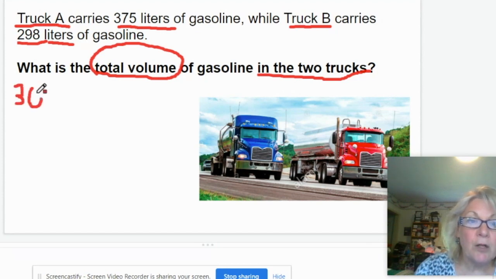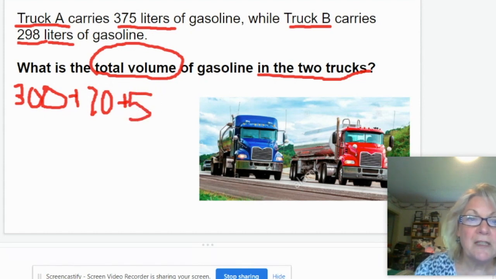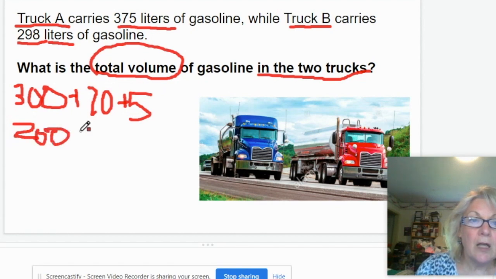So I'm going to have 300 plus 70 plus 5 for truck A, which I said is the blue one. Then I'm going to have 200 plus 90 plus 8 in my ones column. And don't forget to put the symbol plus.